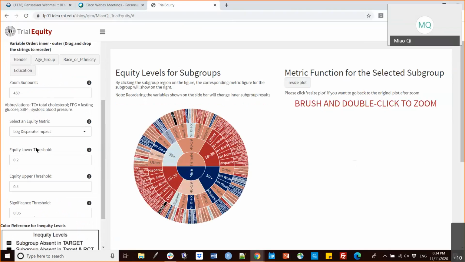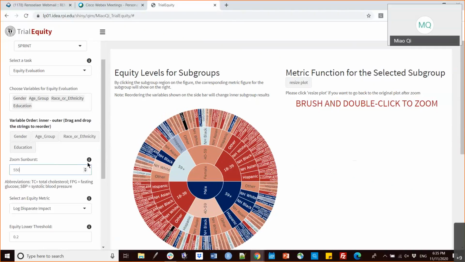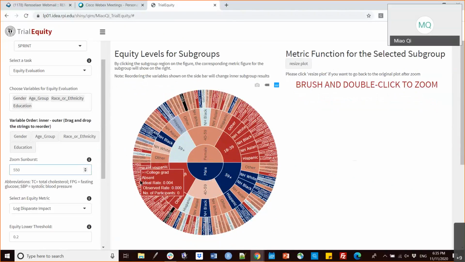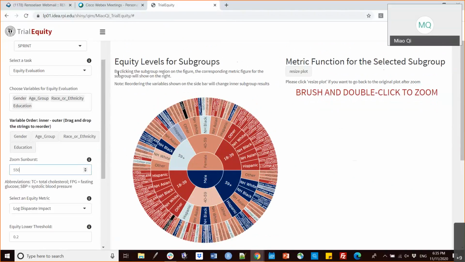We actually allow you to change the different metrics here, and also change the different thresholds for the metric. And if you think this figure is a little bit small, you can zoom in to see the details more clearly. For the sunburst here, there are some instructions. When you hover the mouse, you can see more details about each subgroup, including their equity level, the ideal rate of this subgroup, the observed rate, and the exact number of participants in this clinical trial.